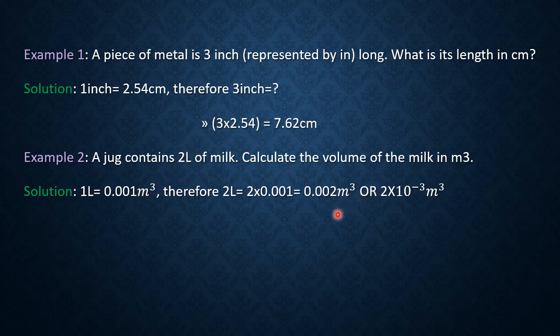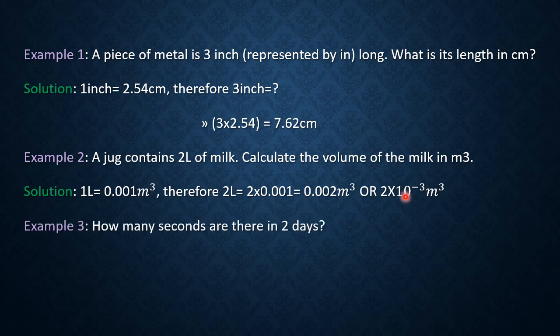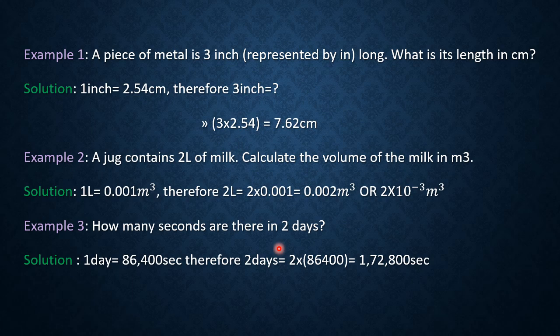Third example is, how many seconds are there in 2 days? For this, go for the conversion factor: 1 day contains 24 hours, 1 hour contains 60 minutes, and 1 minute equal to 60 seconds. So ultimately, I have made the converting factor. 1 day contains 86,400 seconds, and for 2 days, multiply. Answer is 1,72,800 seconds. So converting one unit to the other unit comes under the what? Dimensional analysis. So one dimension to the other dimension.